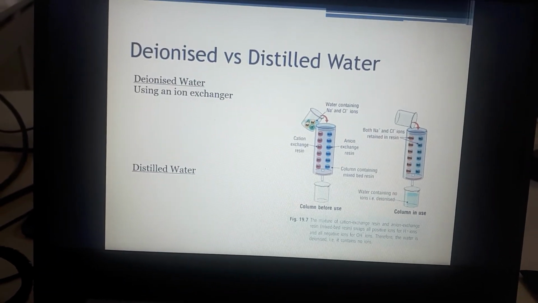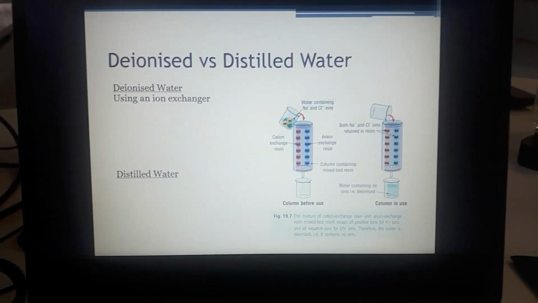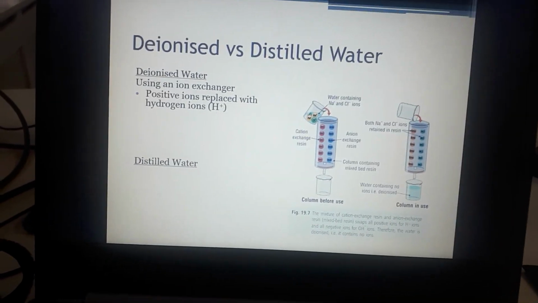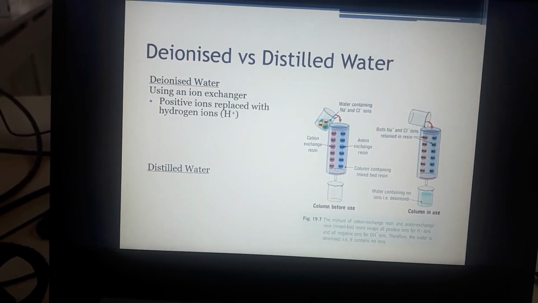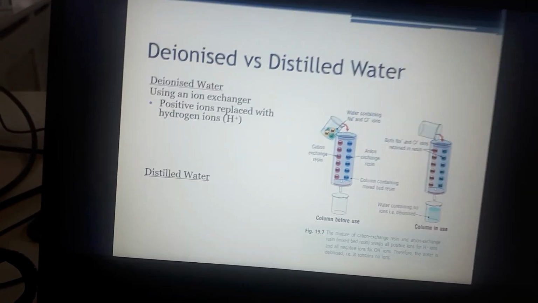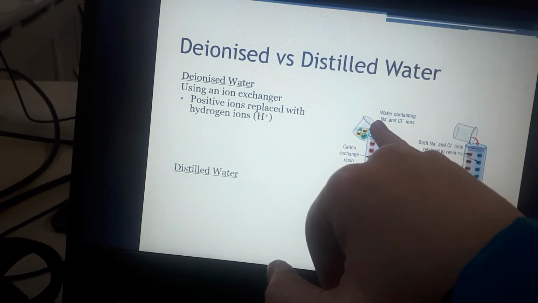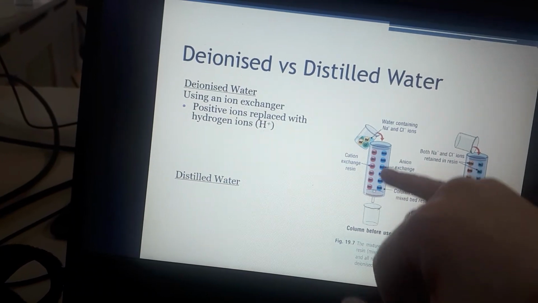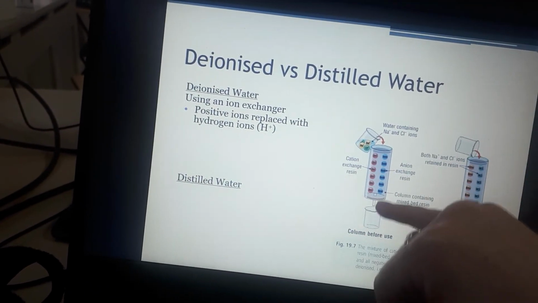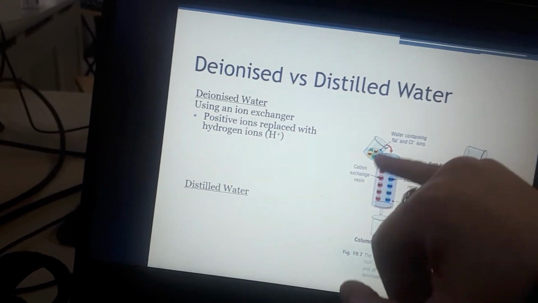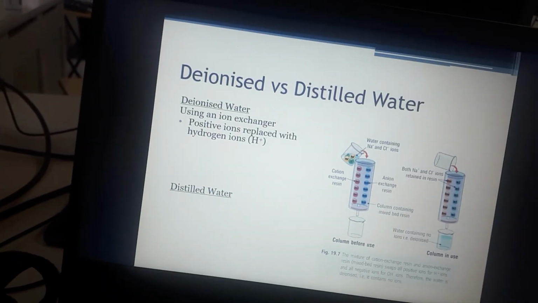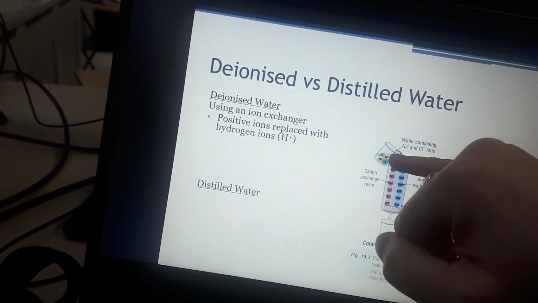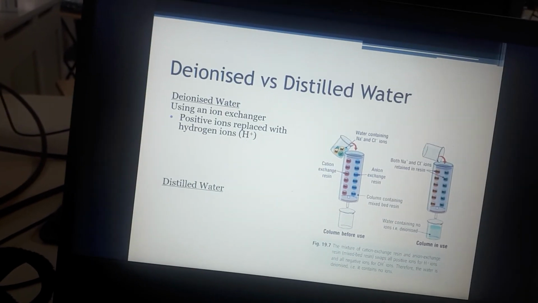Firstly, in deionized water, we use what's called an ion exchanger, okay? So my positive ions are replaced with H+ hydrogen ions, okay? So for example, here I have water containing Na+ and Cl-. And inside my exchange resin here, I have a cation exchange and an anion exchange. My cation is going to replace the positively charged ions. So in this case, we'll just say it's Na+. So that's going to be replaced here by H+ ions.